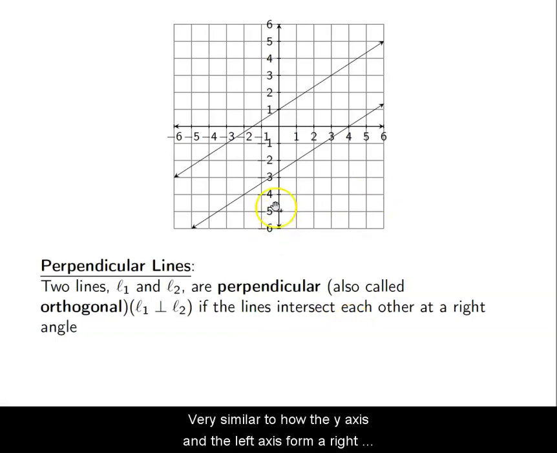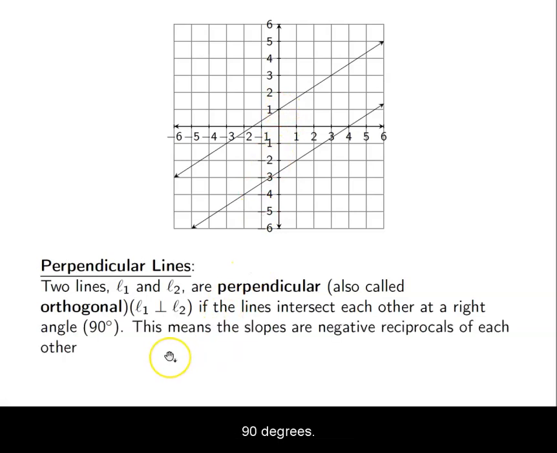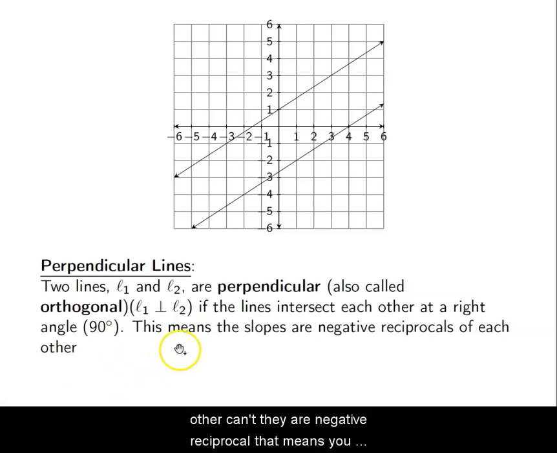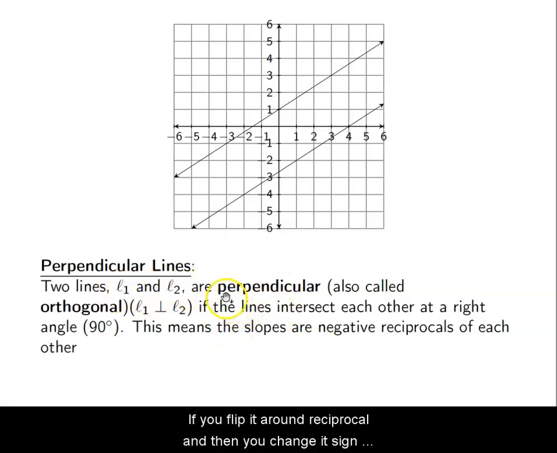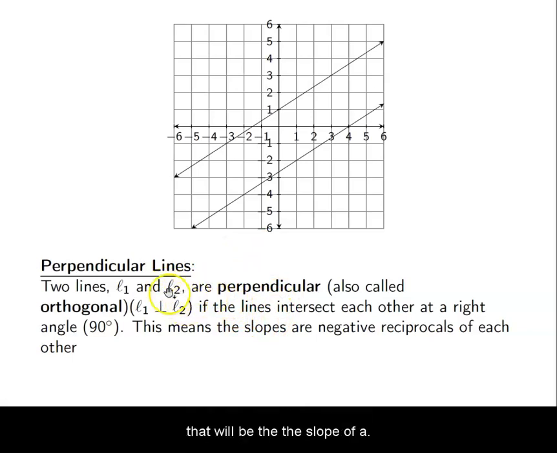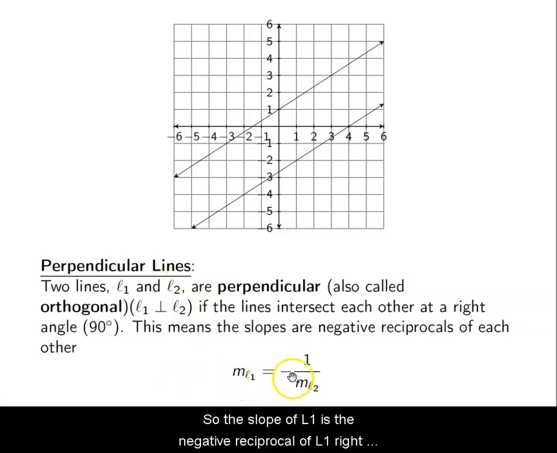Very similar to how the y-axis and the x-axis form a right angle with each other. Okay, 90 degrees. So this means the slopes are negative reciprocals of each other. Okay, they are negative reciprocals. That means you take the slope of line 1, you flip it around, the reciprocal, and then you change its sign, and that will be the slope of L2. So the slope of L1 is the negative reciprocal of L2, I'm sorry. This is the way that they are related to each other, right?